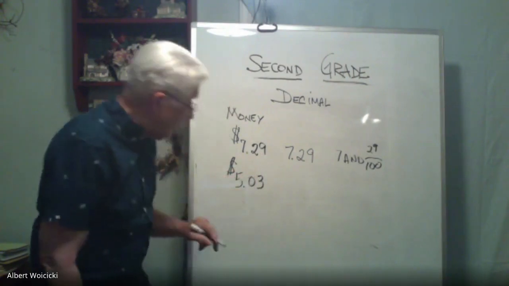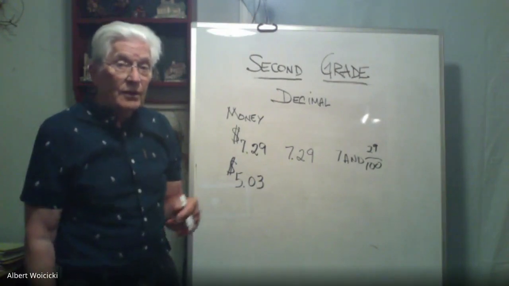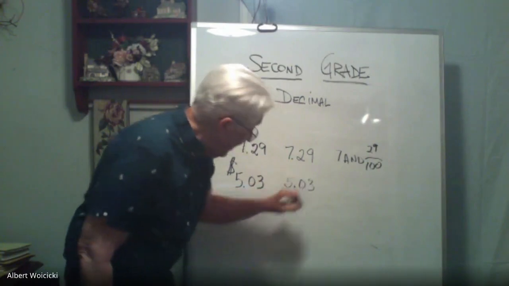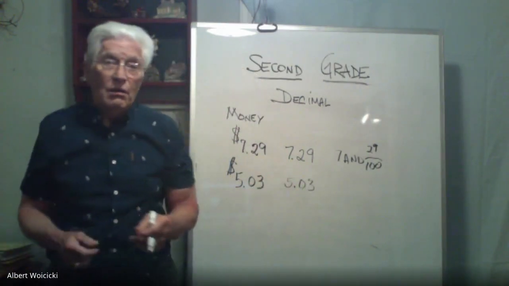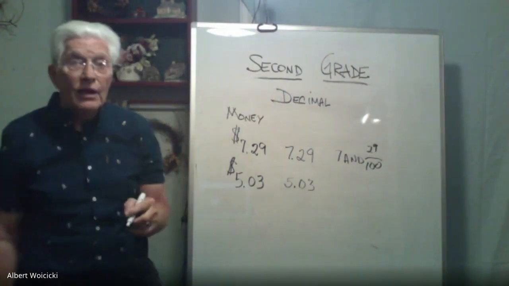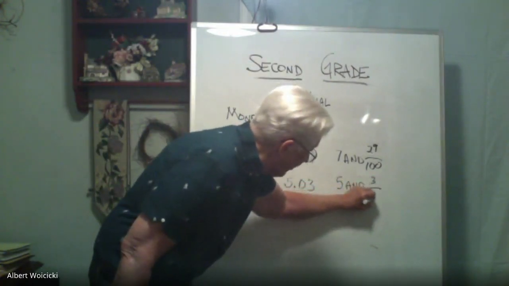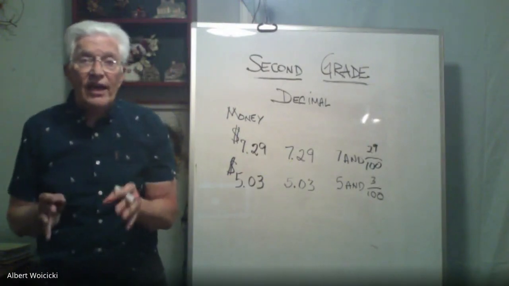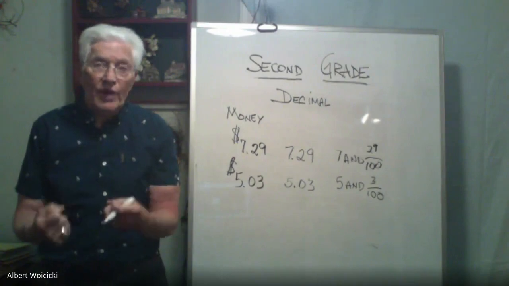$5.03. And they'll know it's $5.03. So, okay, what is it if I drop the dollar sign? And if someone says, again, 5.03, no, they're wrong. But if someone correctly says 5 and 3/100ths, they are correct. And that's what you're wanting them to say. You want them to read it the way it should be read.